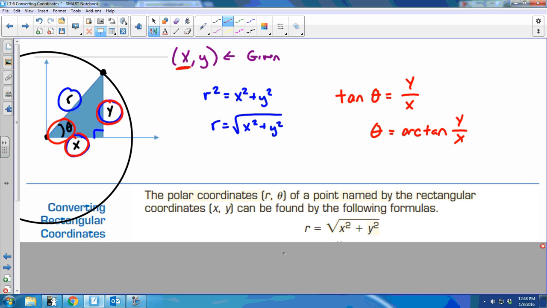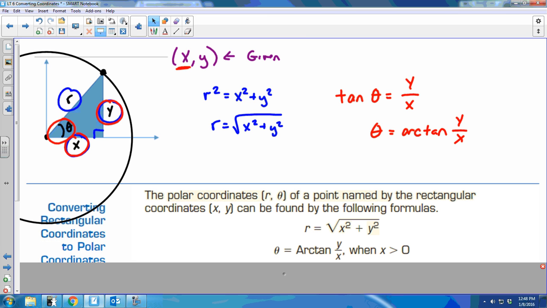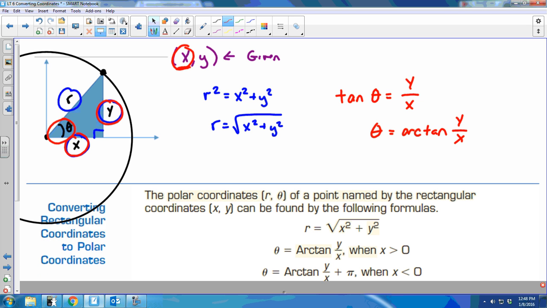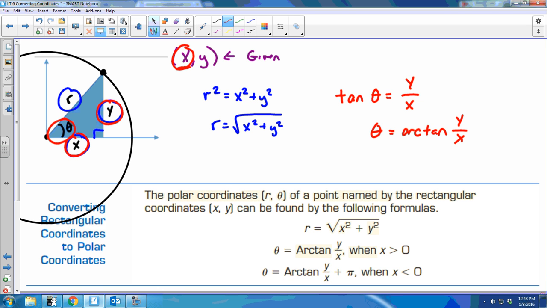If x is greater than 0, so if your original x, this x right here, and the point that's given to you, not something you came up with, like in the problem, if the x is greater than 0, then you just do the inverse tangent of y over x, and you're fine. No big deal. That works. However, if your x is less than 0, you would need to have what's on the opposite side of the unit circle, so you would need to add pi.